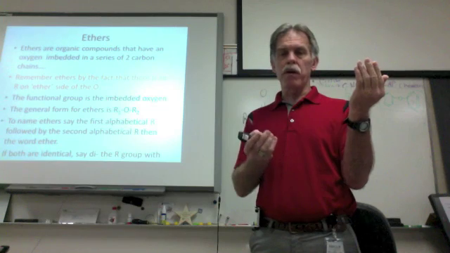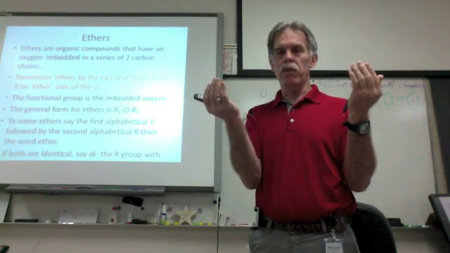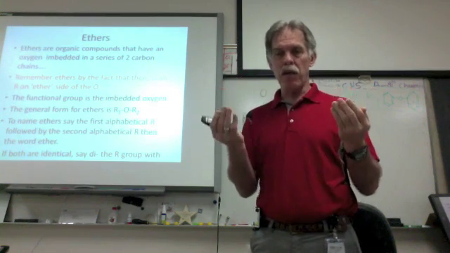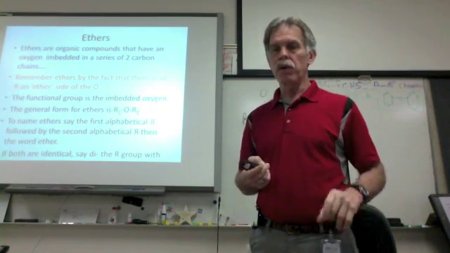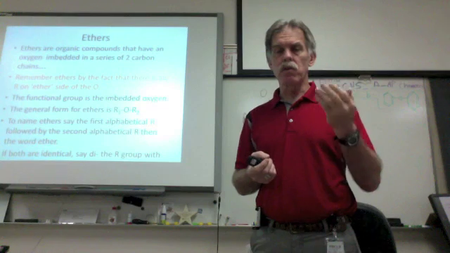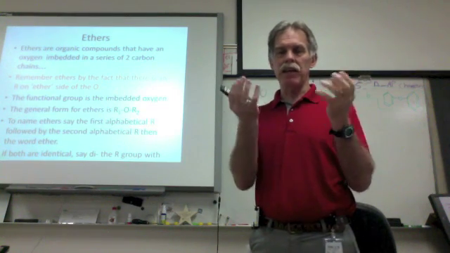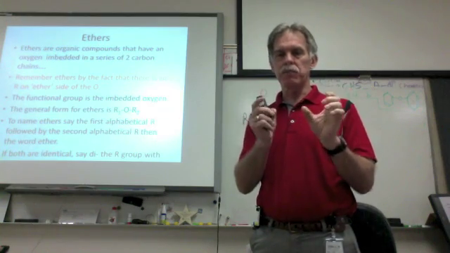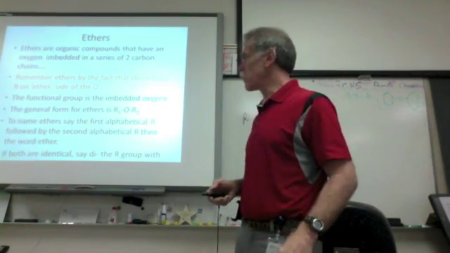To name these, you find it, it's got an O in between, and it's an ether. Write the name of the group on the left, write the name of the group on the right. If they're different, say them alphabetically, like ethyl methyl ether. If they're the same, then you use the prefix di. So like if they're both benzene rings, diphenyl ether, because benzene is a phenyl when it's a side group.